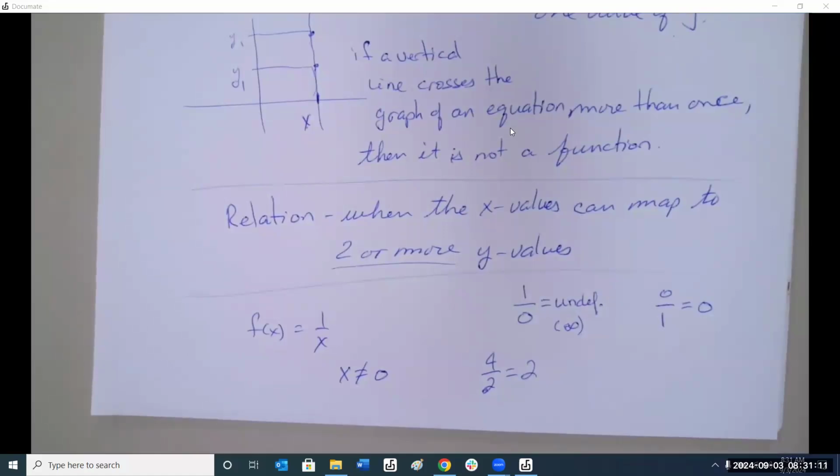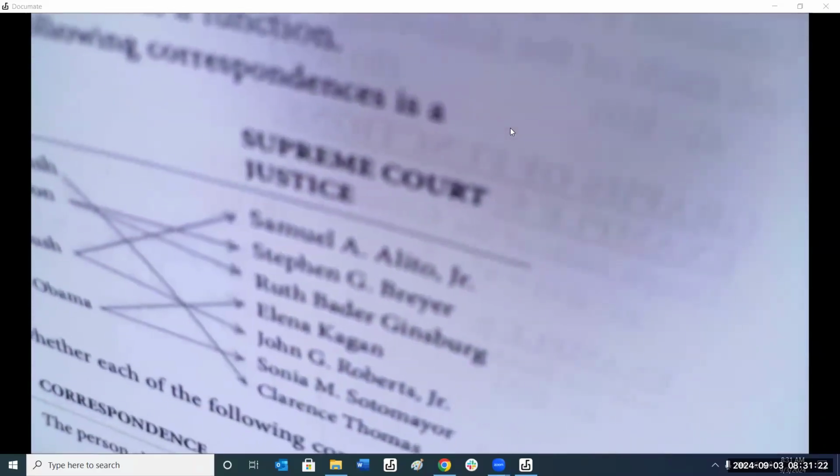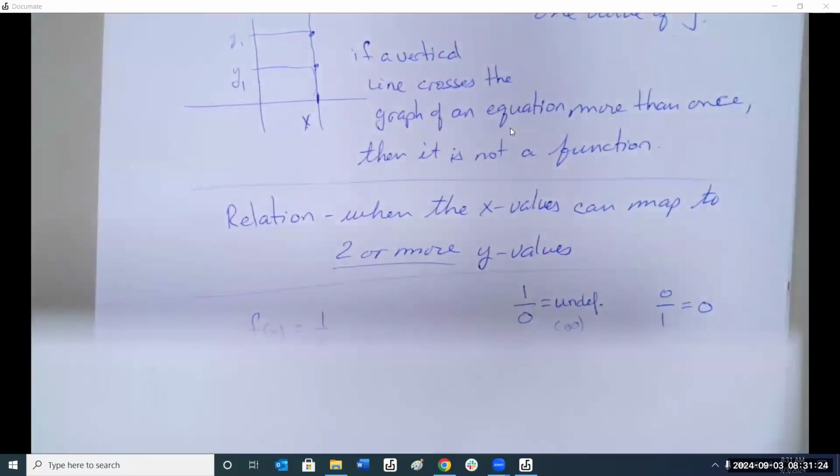So let's look at example 3. This is example 3, and it's asking, determine whether each of the following relations is a function, identify a domain and range.